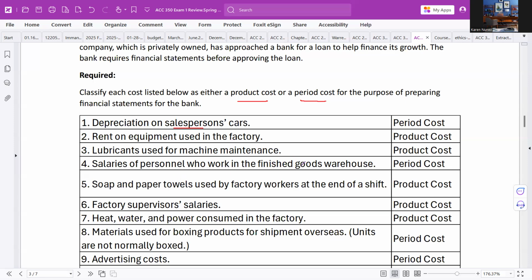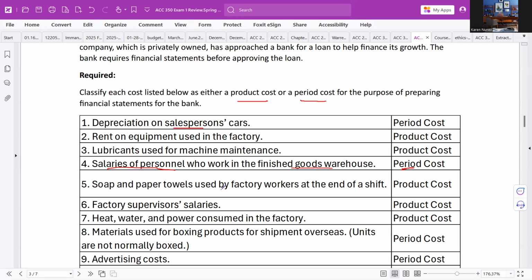Salaries of personnel who work in the finished goods warehouse. It's important that you understand here that finished goods is at the completion of the manufacturing process. So you incur all these materials, labor, and overhead costs during production. Once you complete production, you don't have any more product costs. So once the goods are completed and they go to the finished goods warehouse, you're only going to have period costs at that point. So the personnel working in that warehouse, those are period costs because they're not related to manufacturing. The manufacturing is complete. That's why the goods are in the finished goods warehouse.